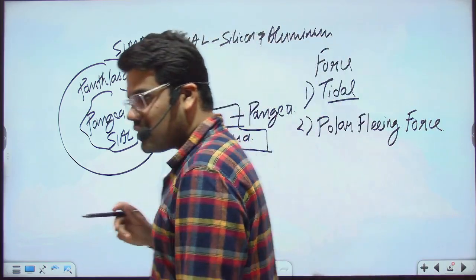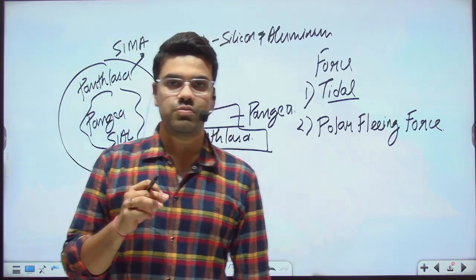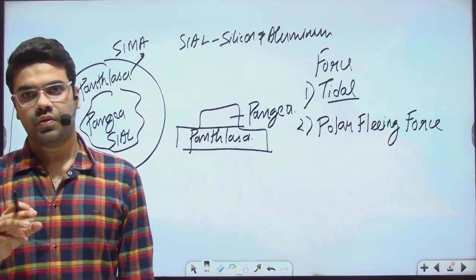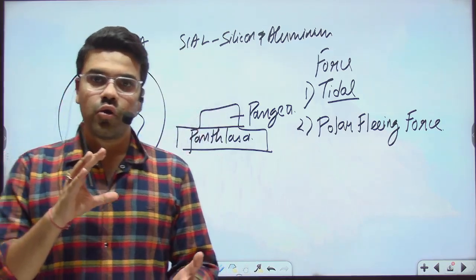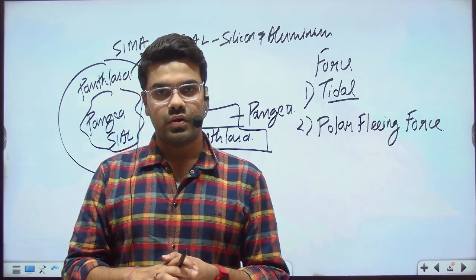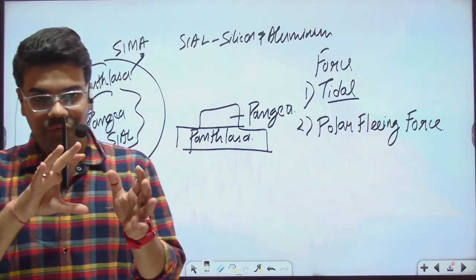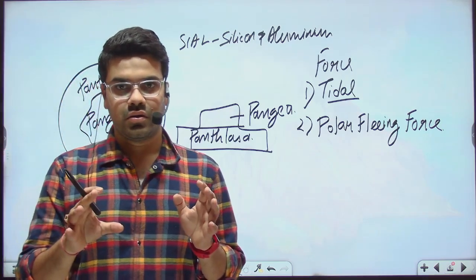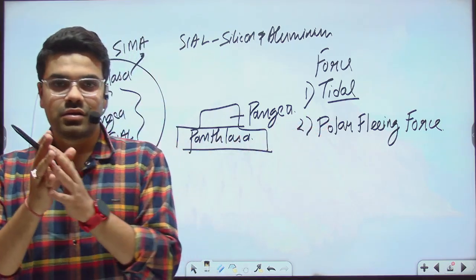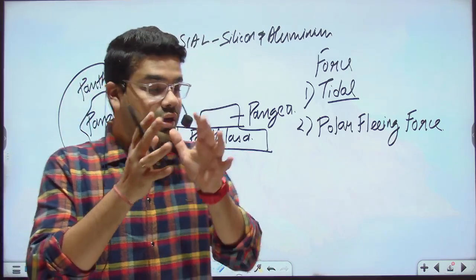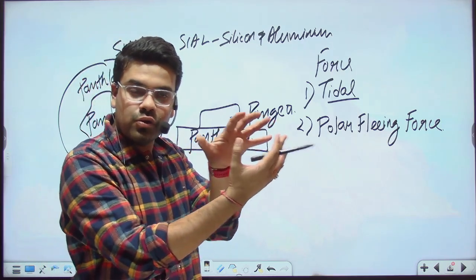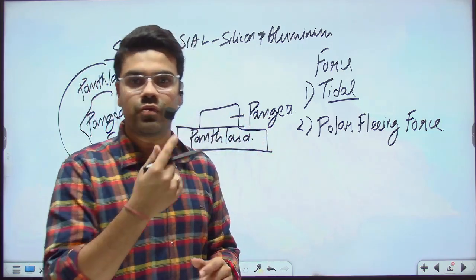What is polar fleeing force? Polar fleeing force is just because of the rotation of the earth. It somewhat obeys Newton's third law. As per Newton's third law, which states equal and opposite reaction, the continent tends to move in the direction opposite to the rotation of the earth.